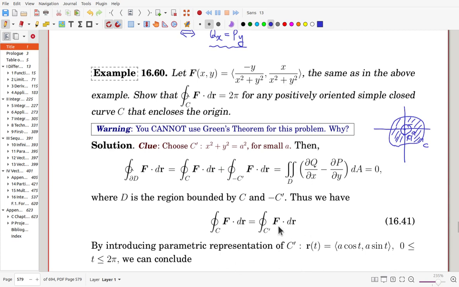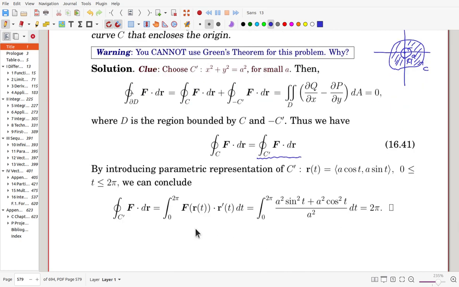Now we'll try to evaluate this one by using the technique we learned earlier, and we try to get the representation. Then there must be here a cosine t, a sine t. We are using the same a here to indicate the radius, and t is moving from 0 to 2 pi.